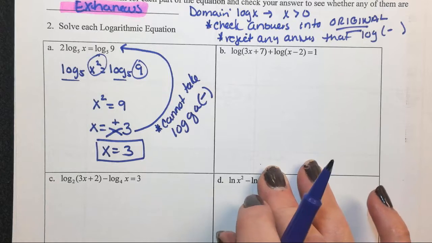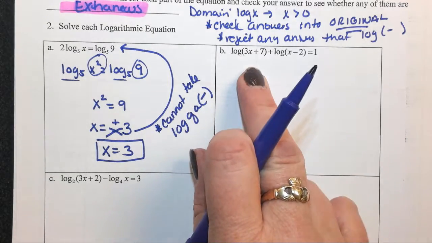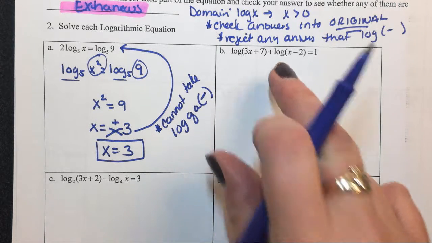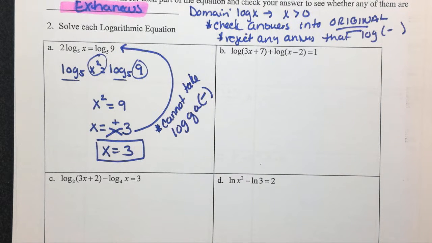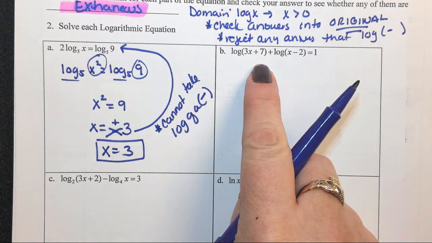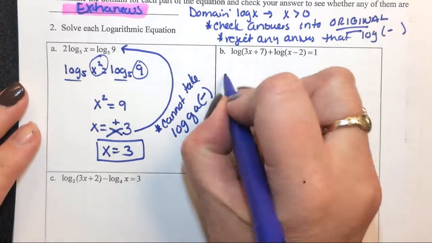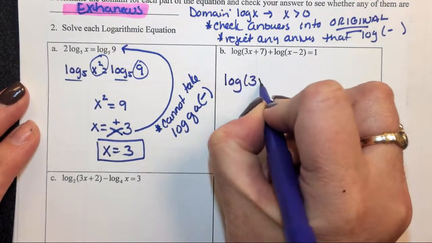Let's take a look at B. So we have the log of 3x plus 7 plus log of x minus 2 equals 1. Like I said, always swoosh. Use any properties of logs that you can before you start solving. How can you condense the left-hand side of this equation? Use what property? Use your product property. We can bring it together through what? Bring it together through multiplication.